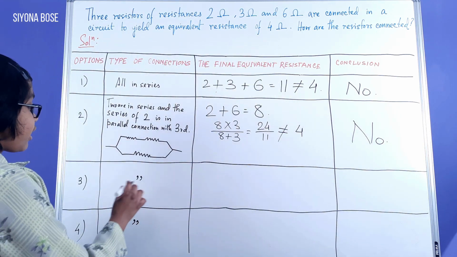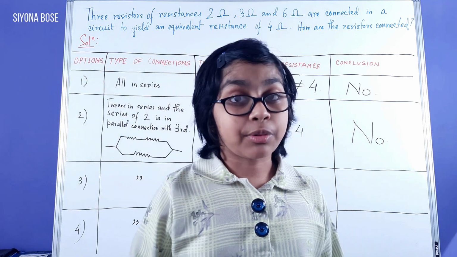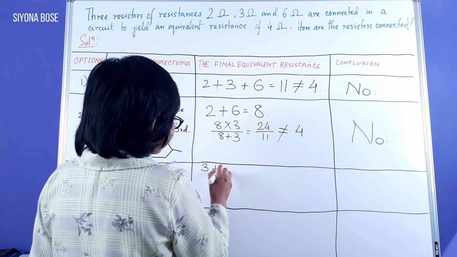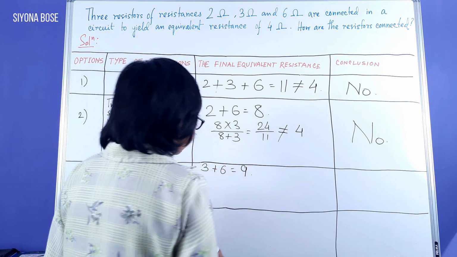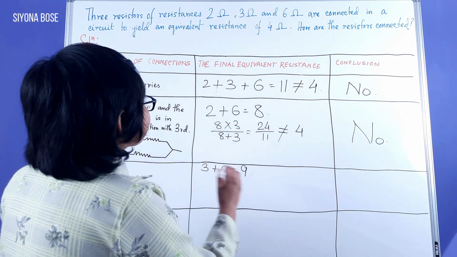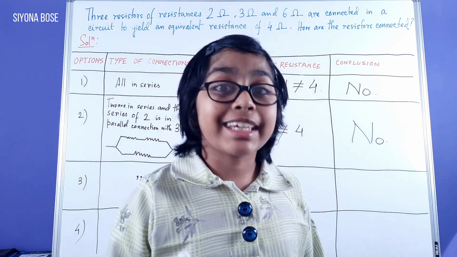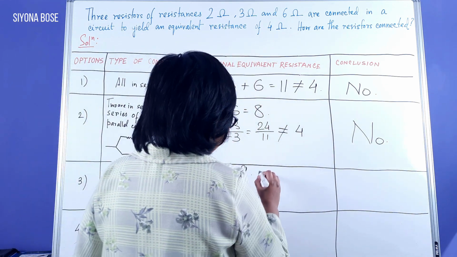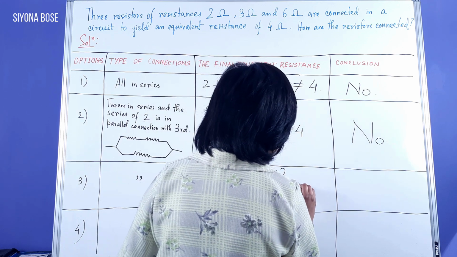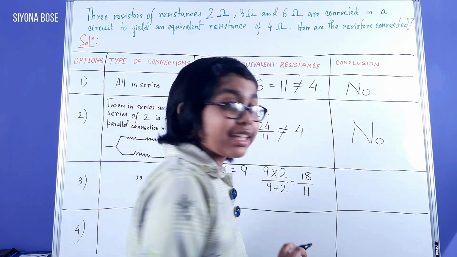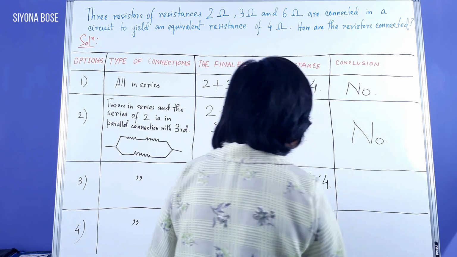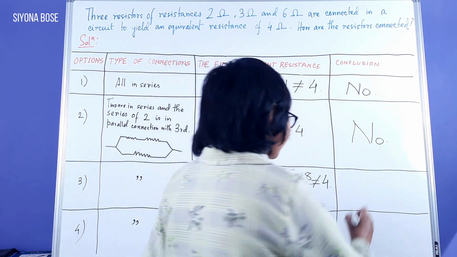Okay, next, the same thing. Let's take the series one as 3 and 6. We have to work with different possibilities. 3 plus 6 is 9. So this is our equivalent resistance of the series part. Now, since we have taken 3 and 6, the other one should be 2. And again, we're using the same formula. 9 into 2 by 9 plus 2 equals 18 by 11, which in any case cannot be equal to 4 again. Again, unequal to 4, so our answer is no, it won't work.